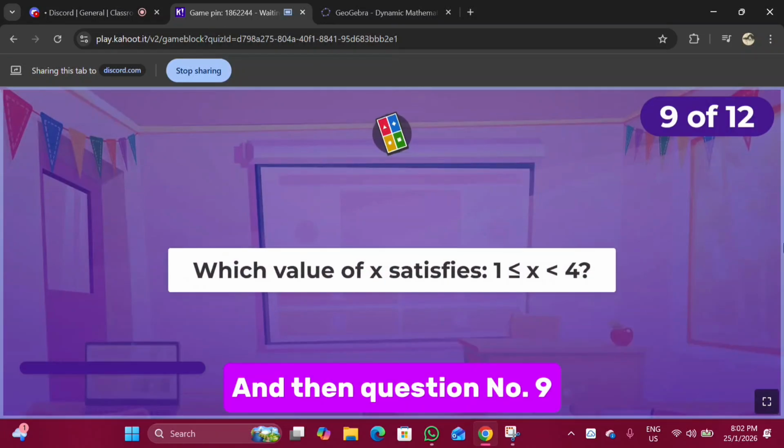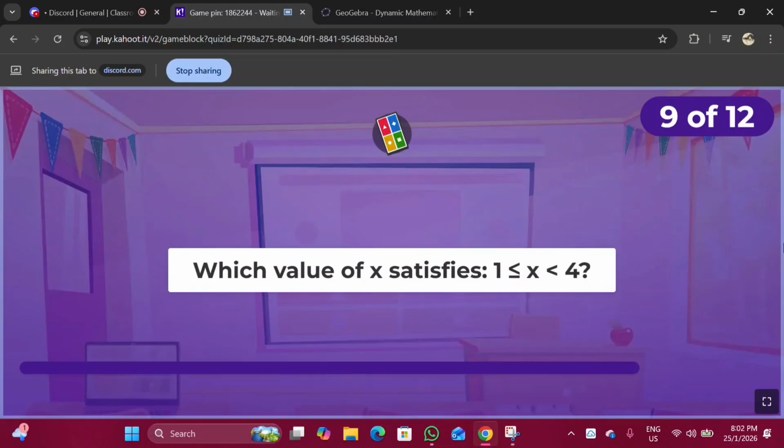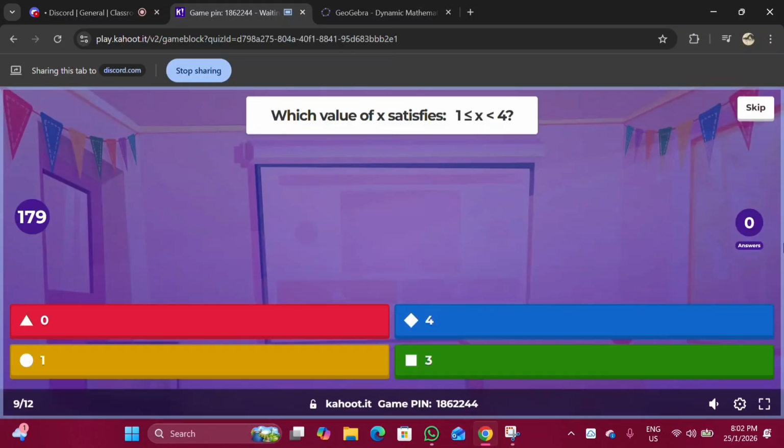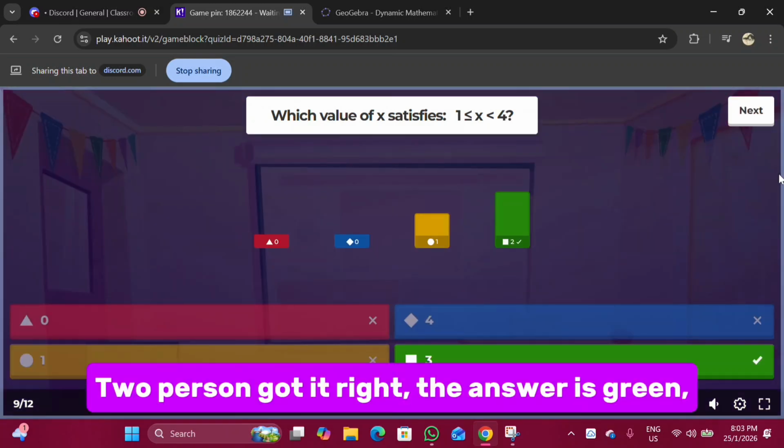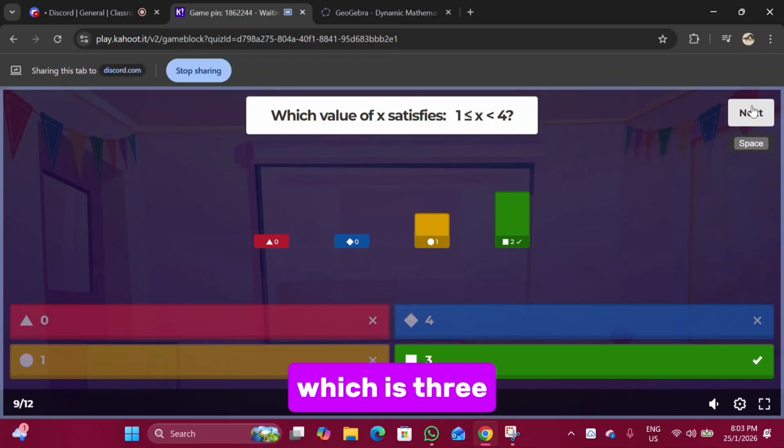And then question number 9. Which value of x satisfies 1 less than or equal to x less than 4? The red one is 0. The yellow one is 1. The blue is 4. And the green is 3. Two people got it right. The answer is green, which is 3.